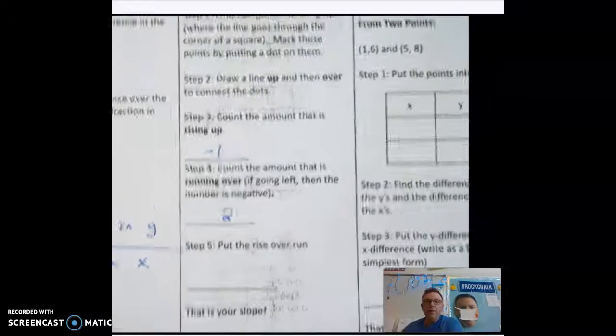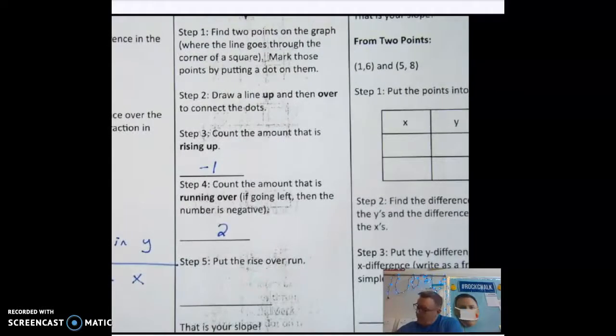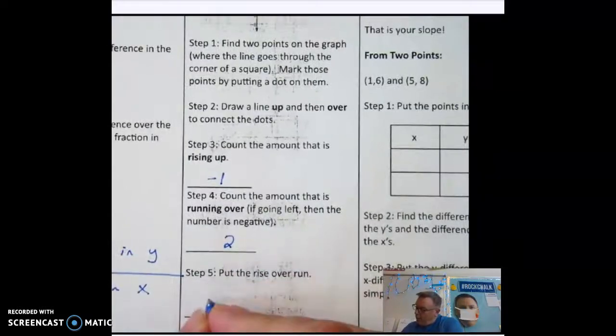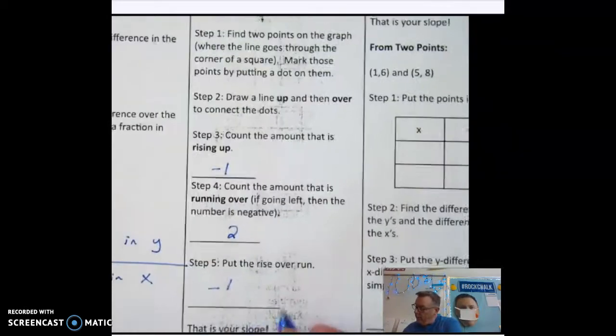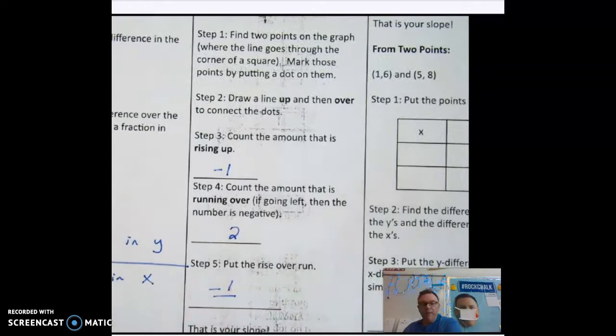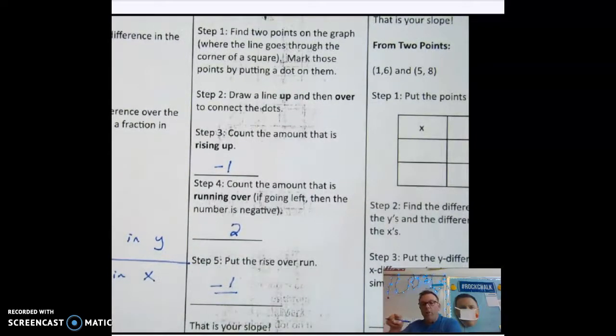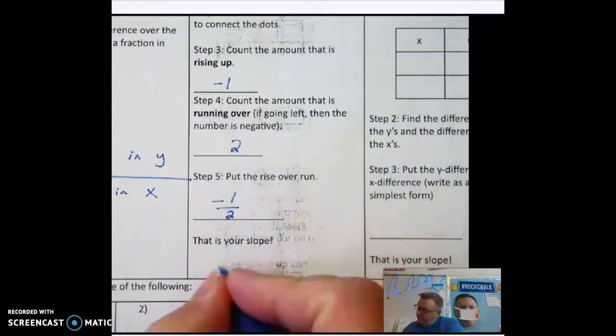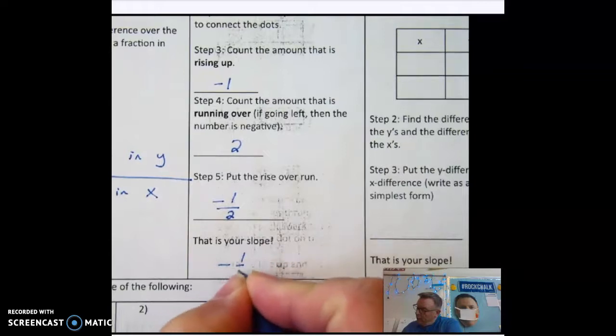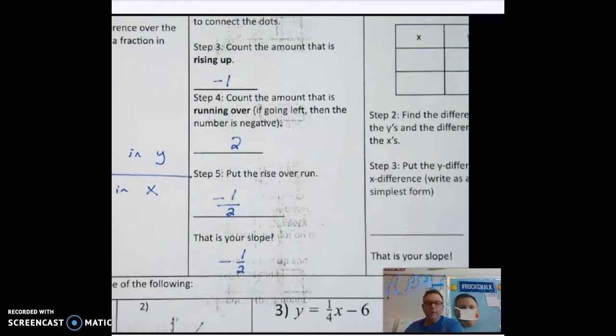I'm sorry, I can go back to this. The rise, well, technically the rise is -1 because it goes down 1. And then the run is how far it moved over that way. So the run is 2. So my slope in this one is negative 1 over 2. That's my slope on this one.